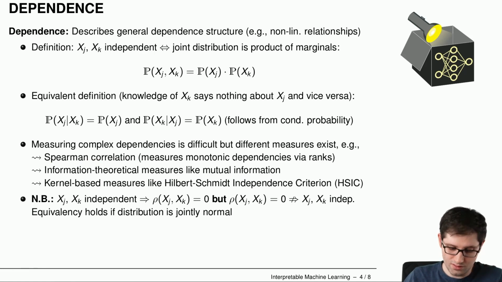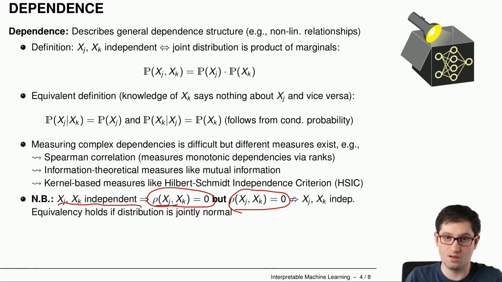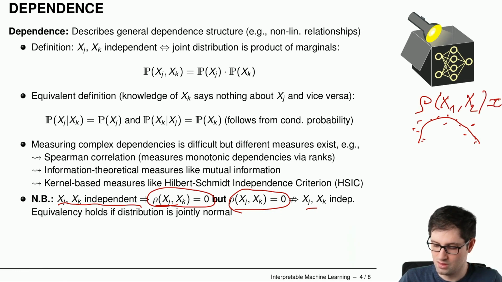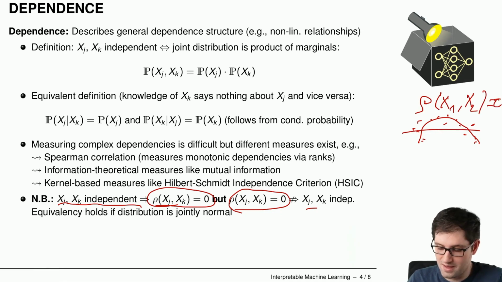One side note here: if two random variables are independent, the Pearson correlation will always be 0. However, the other way around, if the correlation is 0, it doesn't have to mean that two random variables are independent. For example, data points that look like this can result in a correlation ρ(x1, x2) of 0, but we can see that there's a clear dependence structure of x1 and x2 here.